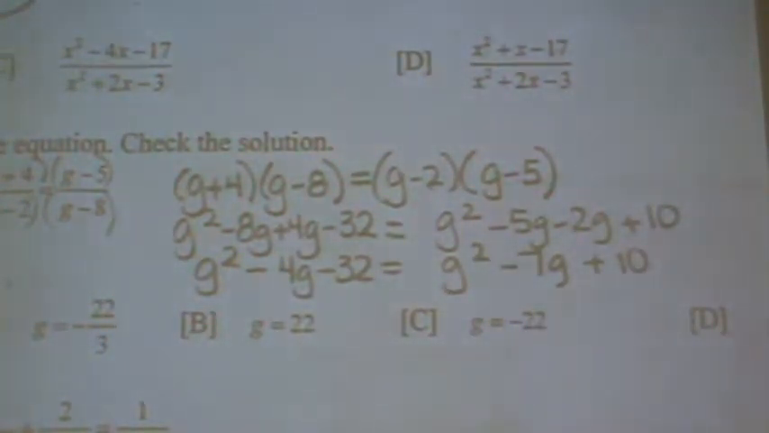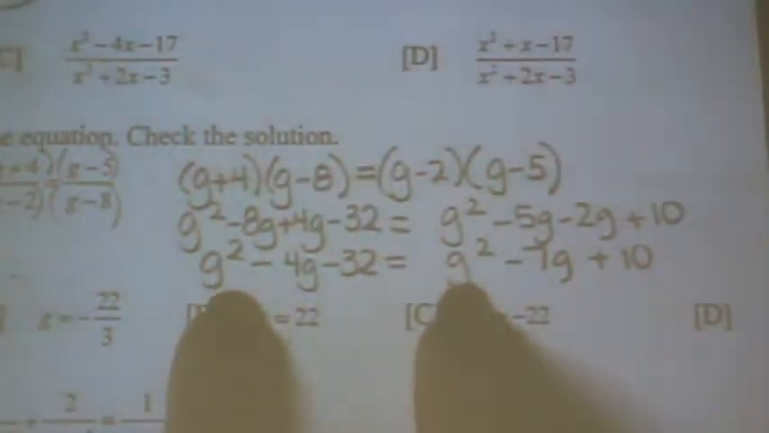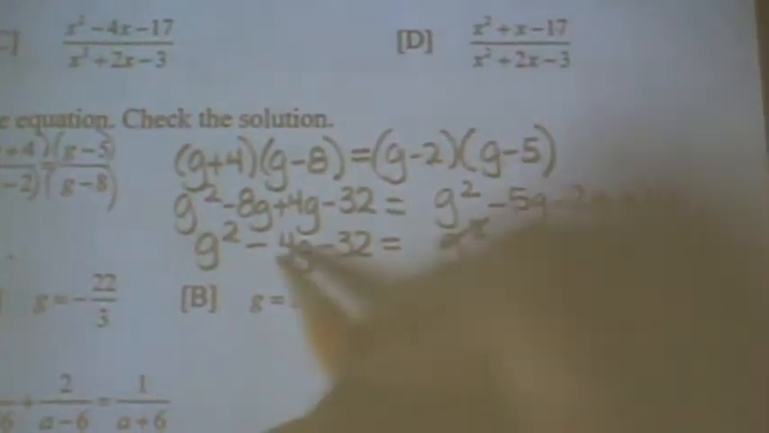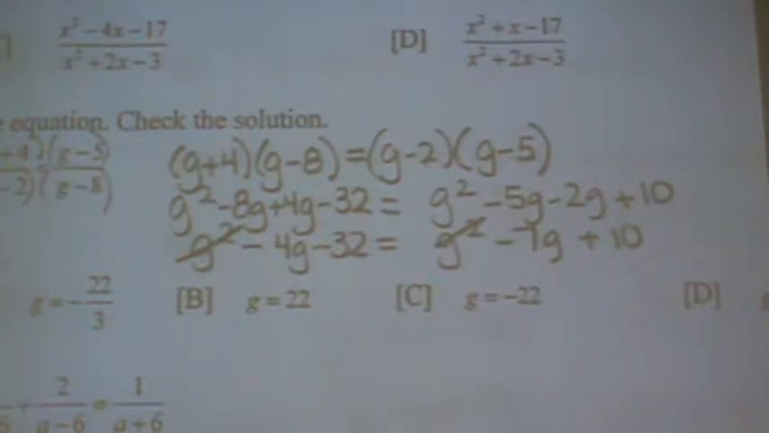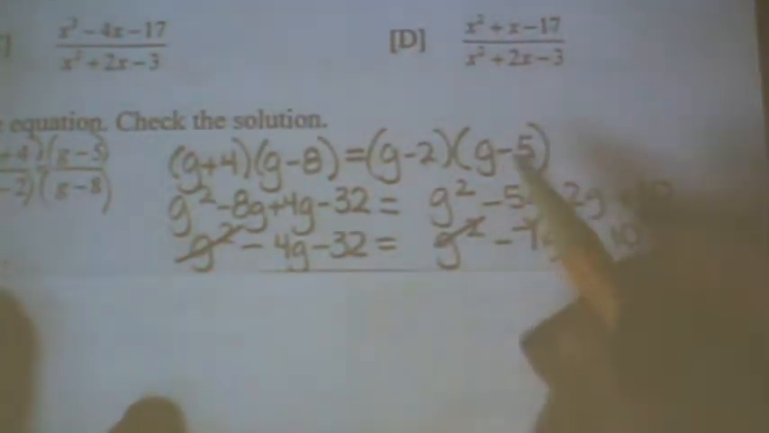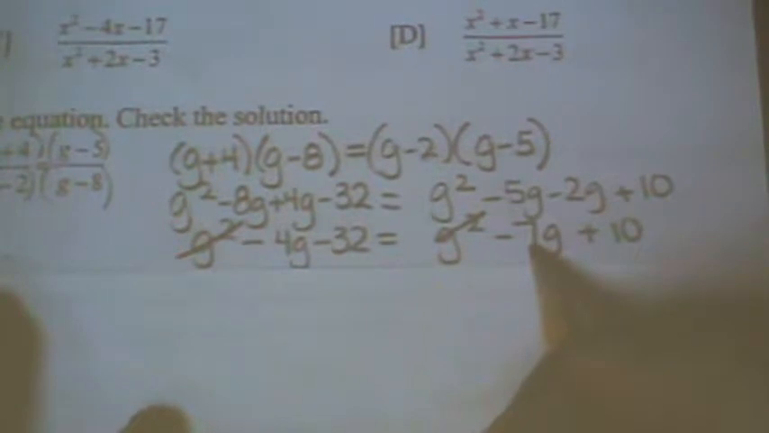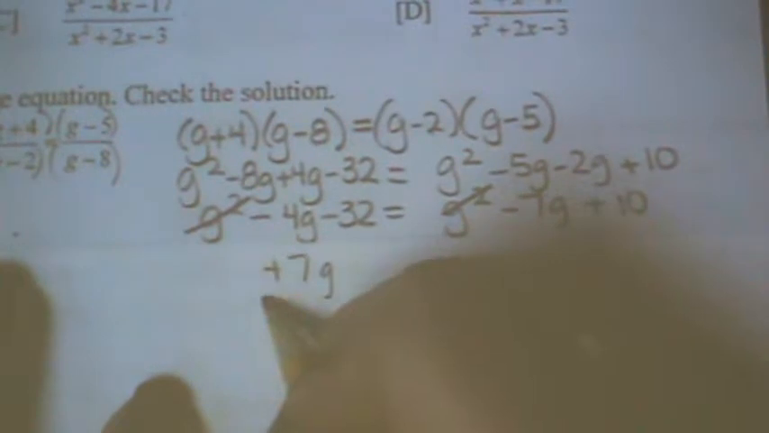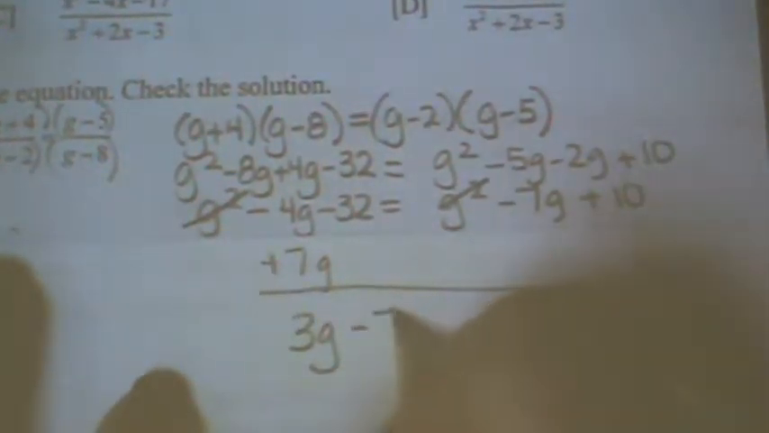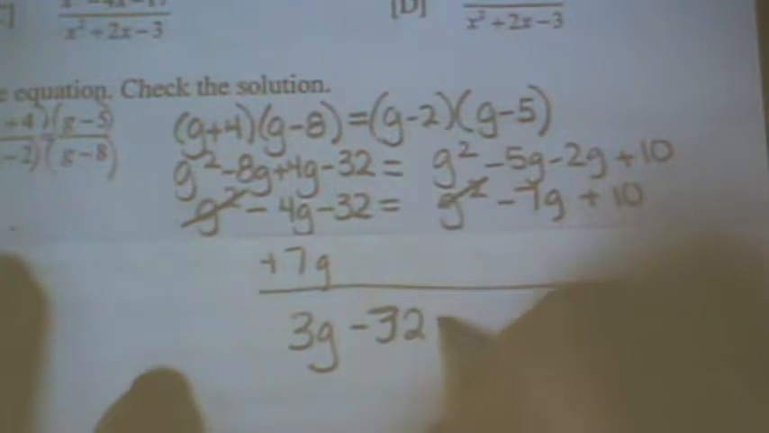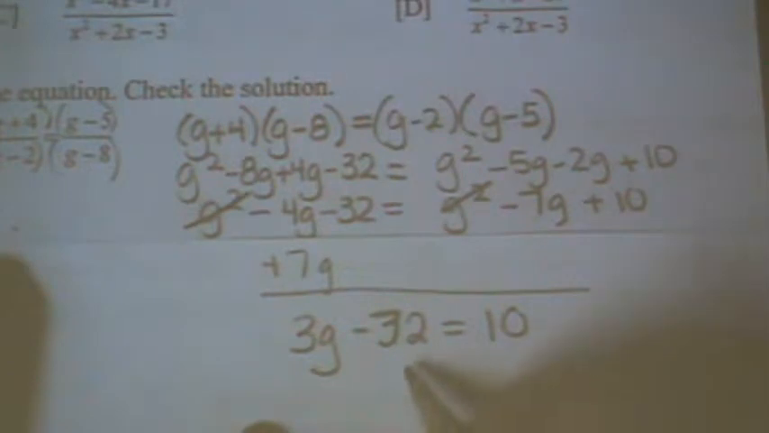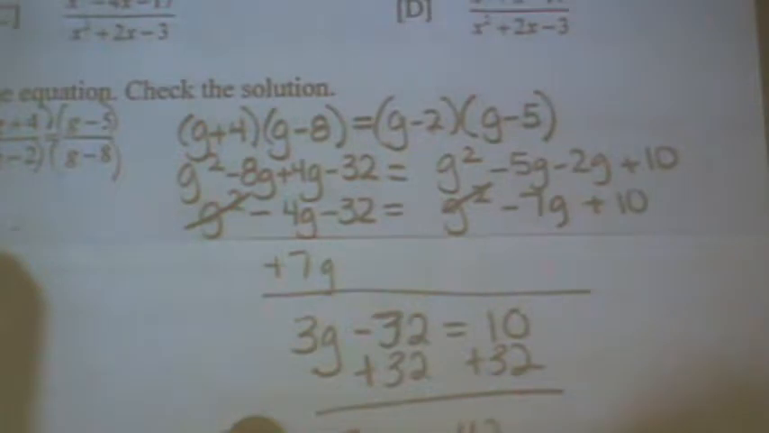Okay? Next, we have one for one here. These two g squareds will cancel each other out, which is nice. So all you're going to do now is solve this problem for g. I would bring this negative 7g over here. I'm going to add 7g. So you get 3g, then I'm going to add 32. And then divide by 3.